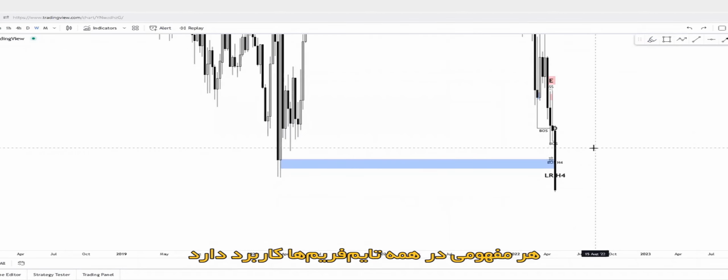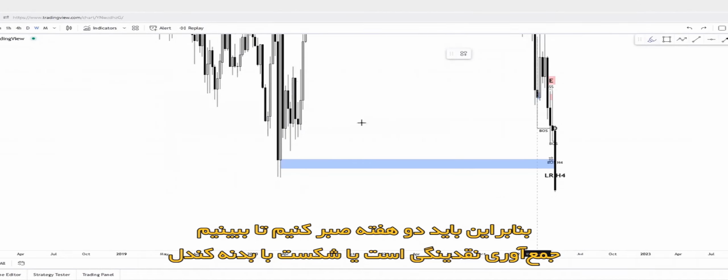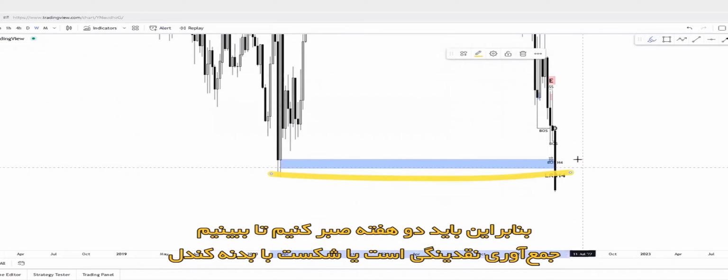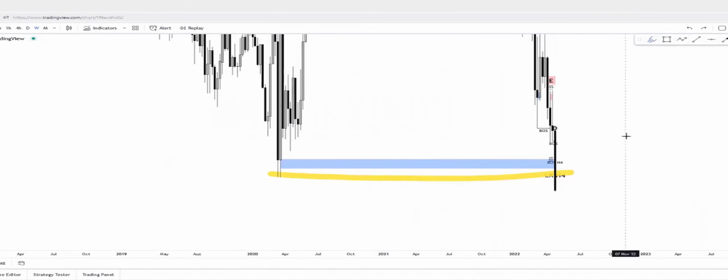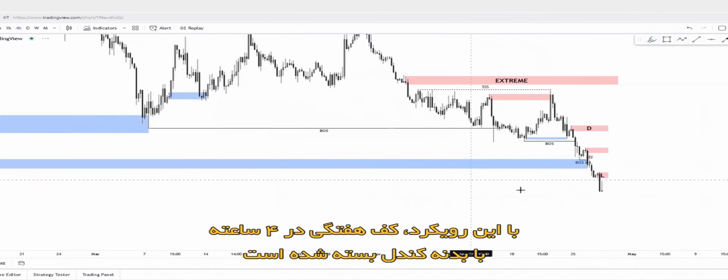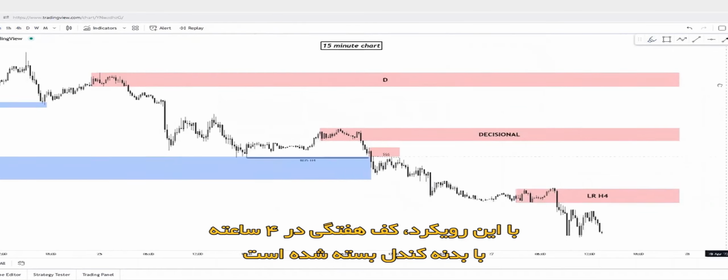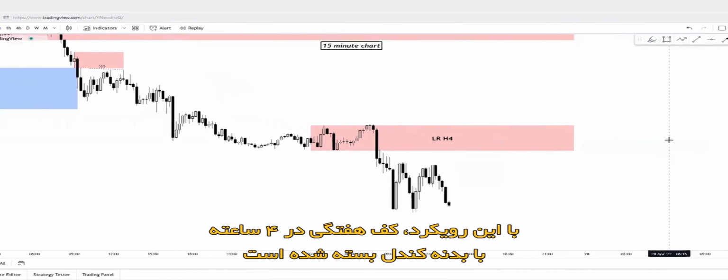Every single concept works on every single time frame. You can use every single concept on every single time frame. So we have to wait 2 more days to see if this was just a liquidity sweeping movement or a body closure break of structure. But by this perspective, price broke below this weekly low point by a 4-hour body closure.